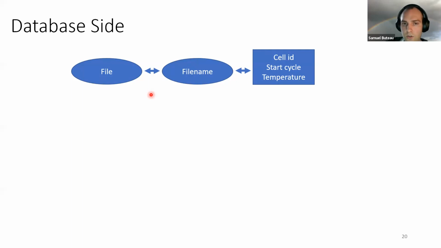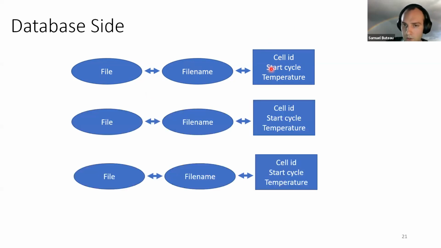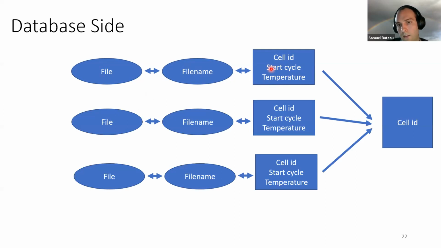And you also need to know some of the cycling history variables that are not inside the file, for example, temperature. And then you have a bunch of those files for the same cell, and this data gets processed and linked to the cell ID.